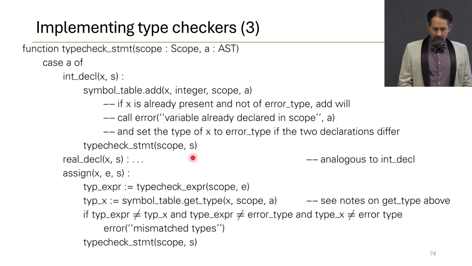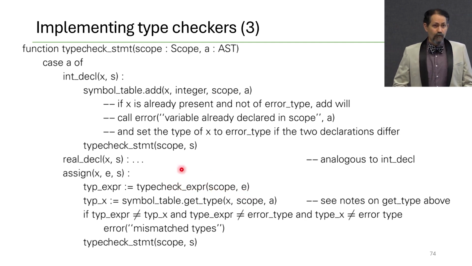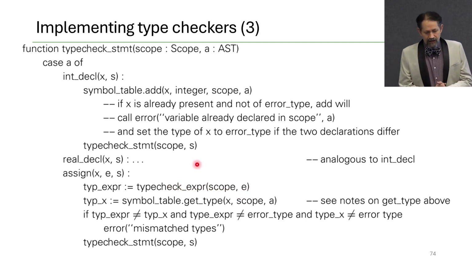A real decl is very similar. Assignment is a little bit more interesting. Now we're going to type check the expression on the right. That's a recursive call. I guess it's a call to the type check expression procedure, which is the one we saw before.